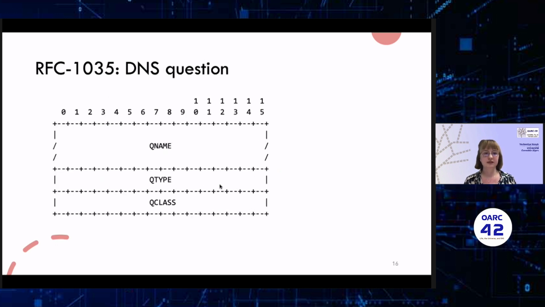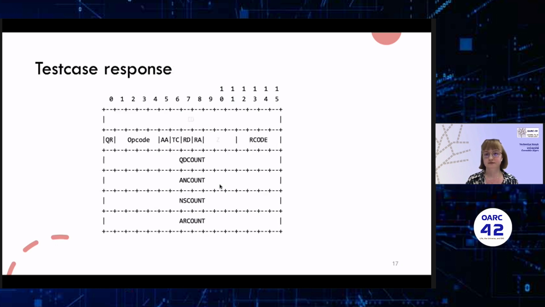As for the question section, this is really what exactly do we want to ask. So for example, the QNAME will be the requested domain name. The QTYPE will be, for example, A or AAAA, and then the query class is internet, chaos, or something else. And then at the very end, when we receive the response, we parse the packet header and keep all the fields apart from the ID and the Z bit.